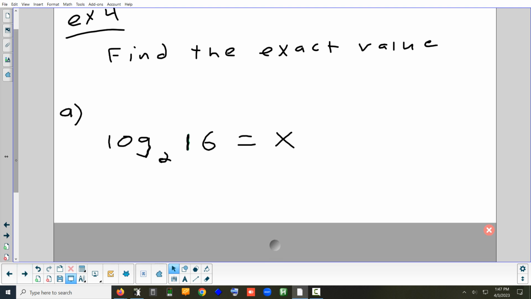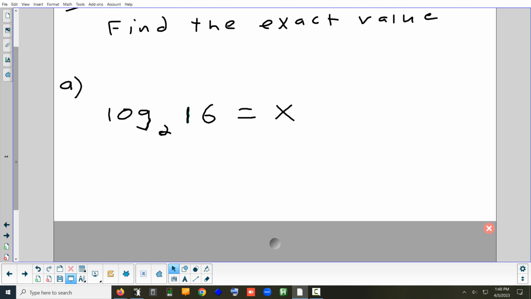Let's try this. So here's our first equation that they want us to try and solve. Now, there's only one thing we know how to do so far. If we have something that's written in log form, we can change it to exponential. That's the only thing that we really know how to do. If something's log, we can make it exponential.